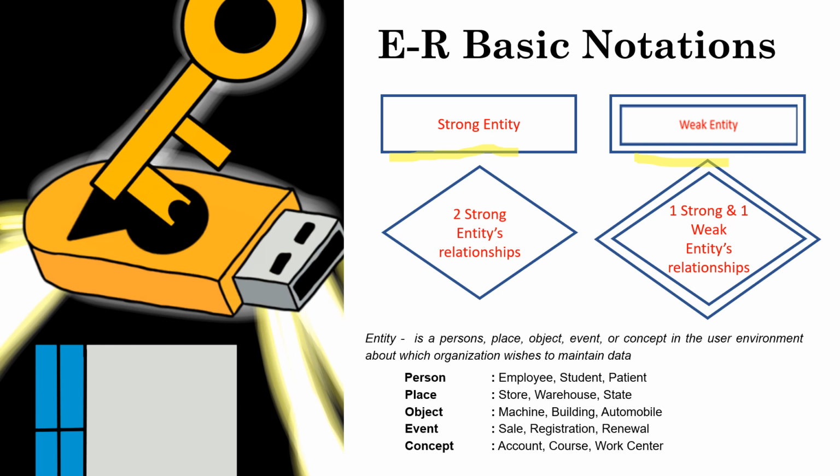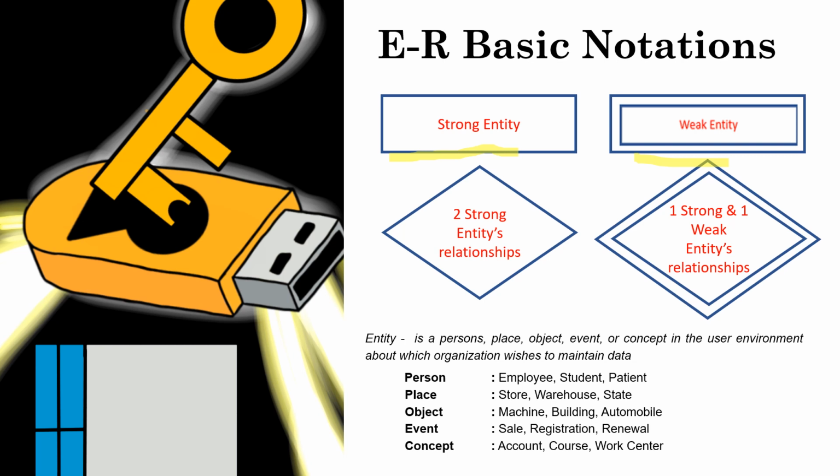So if we say entity, this is a person, place, object, or concept in a user environment about which the organization wishes to maintain data. So for example, we have entities like persons, places, objects, events, and concepts. For person, for example, we have the employee entity, the student entity, and the patient entity.